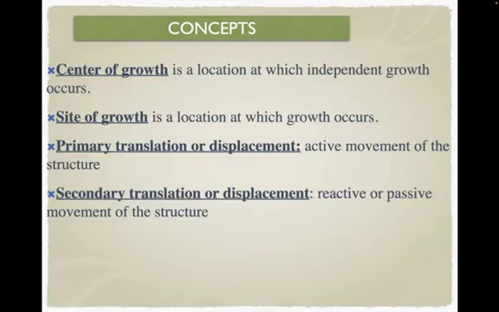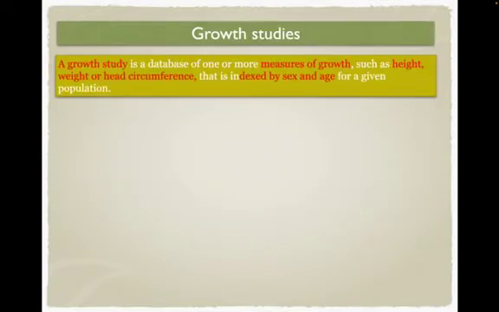Now we have primary translation of displacement, which means active movement of the structure itself. The other option is secondary translation of displacement, which is an active or passive movement of the structure. For example, the cranium, the brain is growing, it's pushing the skull forward, and the frontal bone and the nasomaxillary complex. So the maxilla will be displaced as a response to the growth of the cranium. We call this secondary translation or displacement.